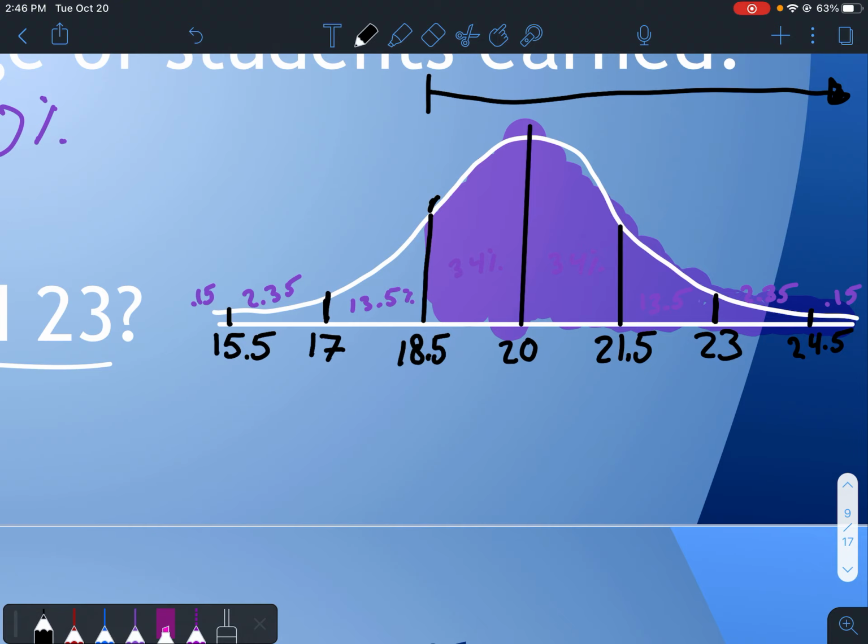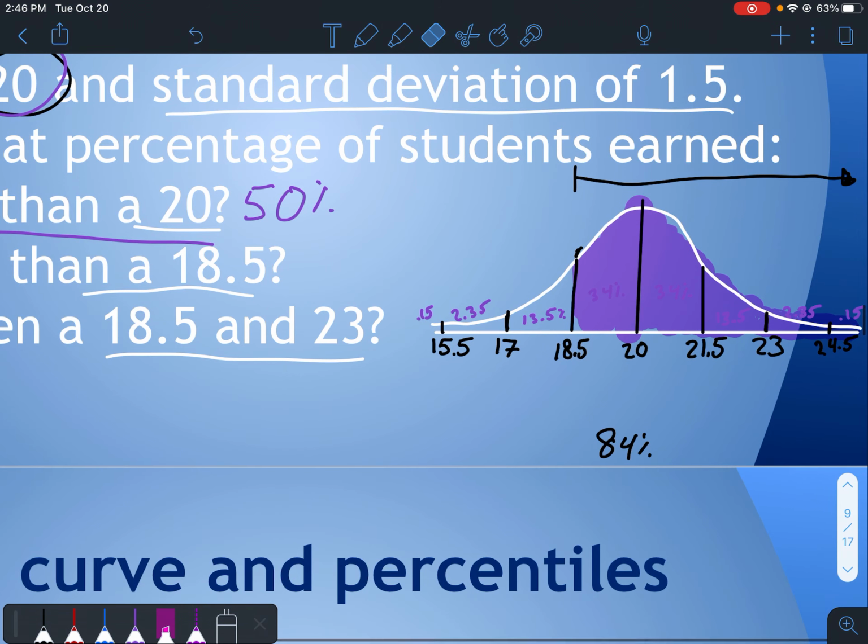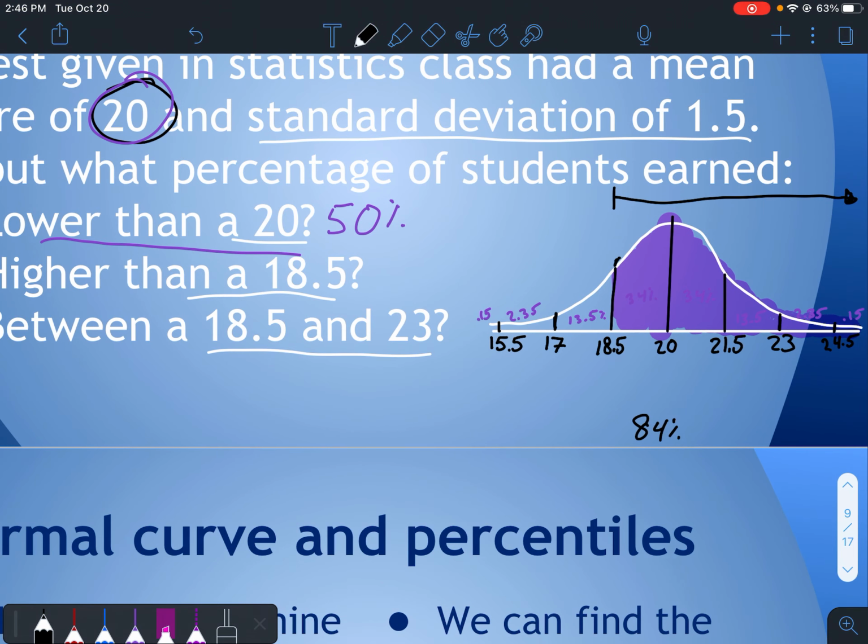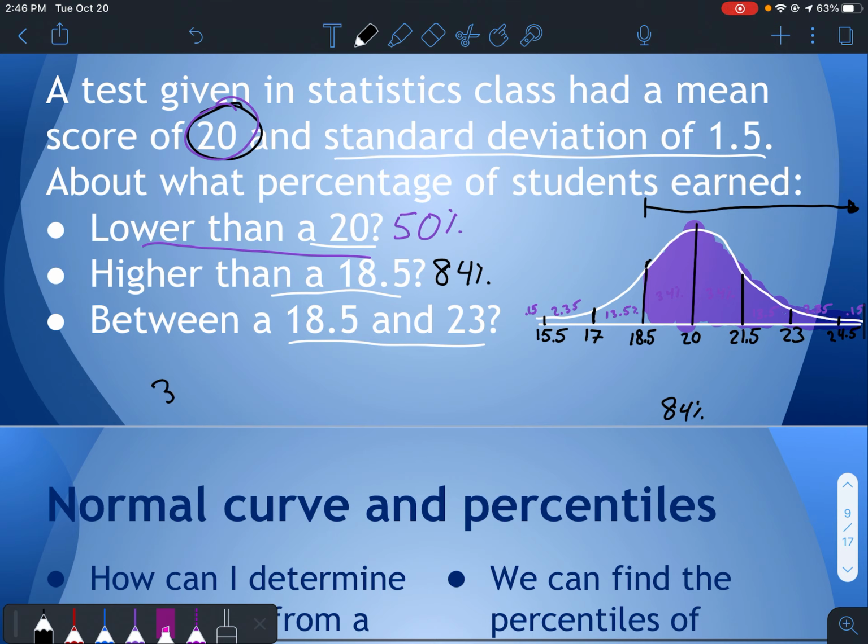So now I can add up those numbers. I can take some shortcuts as well. I could certainly go in and add them all up, or I could say, hey, I know that this is 50% right here, and I know that this is going to be 34%, so it's going to be 84% under that curve right there. So 84% of my observations are going to be above an 18.5. Once again, you can add up 34 plus 34 plus, and so on, and you can go from there. So that's what we're looking at with that one.